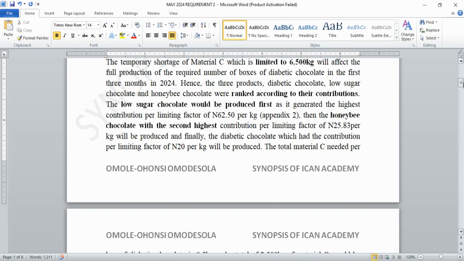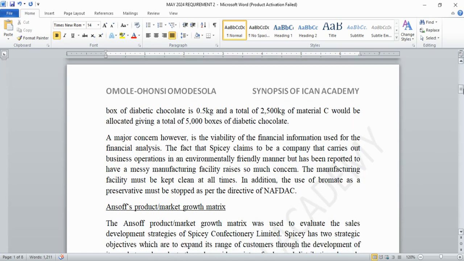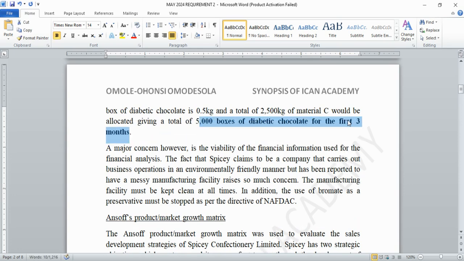Then the total material needed for the diabetic chocolate, because that's what they asked us to do for the first 3 months, is 0.85. So this will be giving a total of 5,000 boxes of diabetic chocolate for the first 3 months. This was what they actually told us to do for the first 3 months. You don't need to bold yours in the example. I'm just making this bold so they can see what I'm trying to talk about.